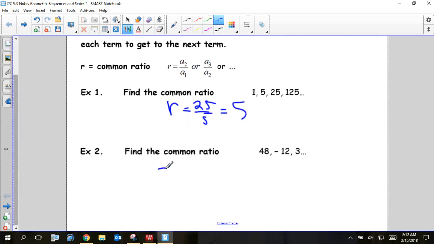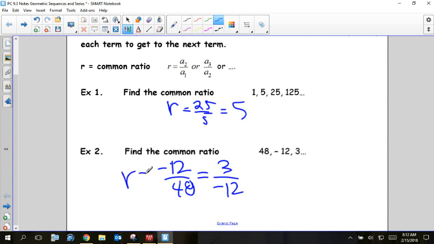Next one, if I divide negative 12 by 48, or I could divide 3 by negative 12, what am I going to get? I'm going to get negative 1/4. Where do I put the negative sign? Anywhere I want? You can put it on top or in the middle. You don't put it on the bottom.